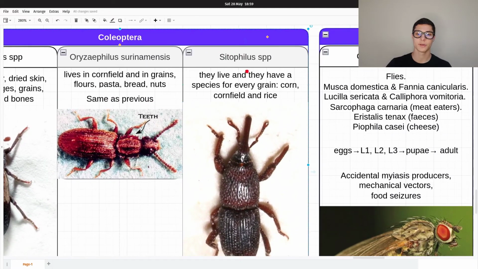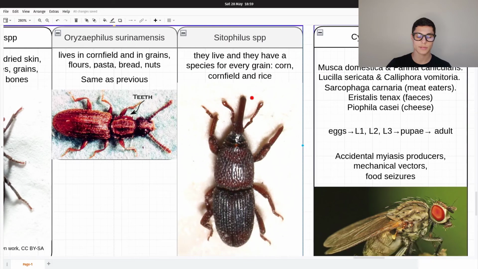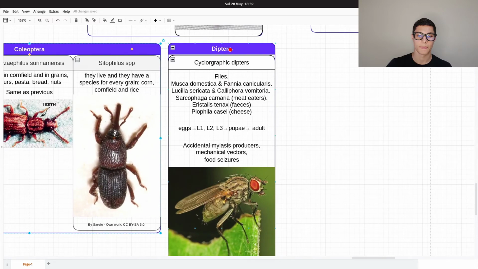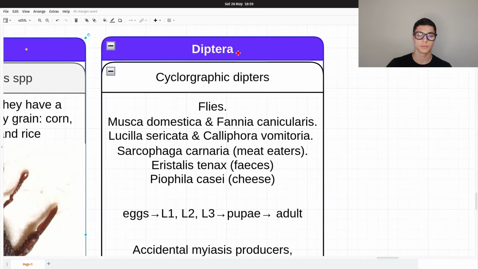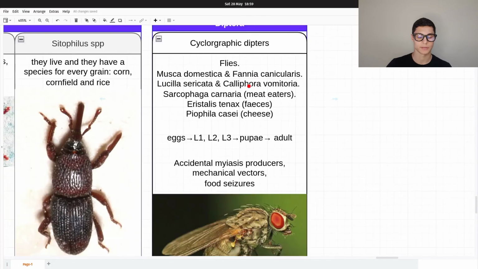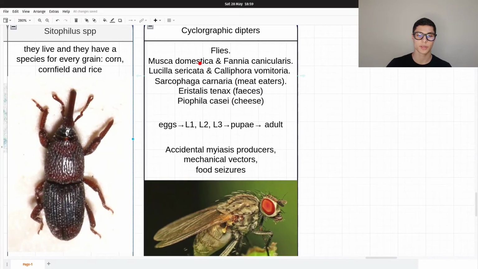And then we have the Sitophilus spp. They have a species for every grain. We have the maize, the cornfield, the rice. They are everywhere. And then the Diptera, Cyclorrhapha diptera. These are the flies, the common flies. We have the Musca domestica and the Fannia canicularis.